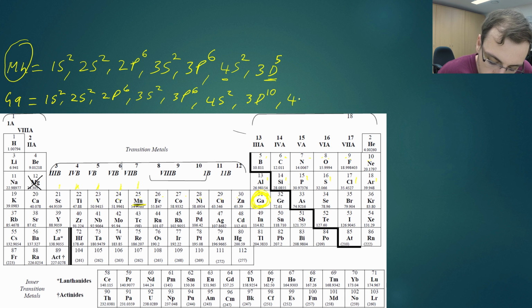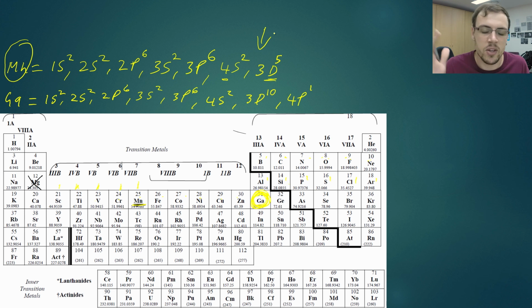Then 4p, and here is gallium. So it's 4p1. So the electron configuration for gallium is 1s2, 2s2, 2p6, 3s2, 3p6, 4s2, 3d10, and 4p1. See how much easier that is when you have the periodic table in front of you? All you have to do is simply count across and count down. And just remember that the number for the d sublevel is down by 1.